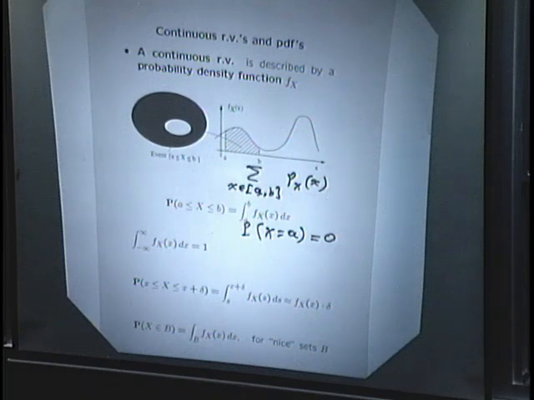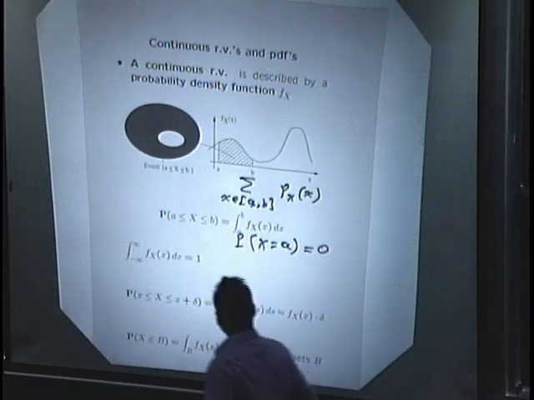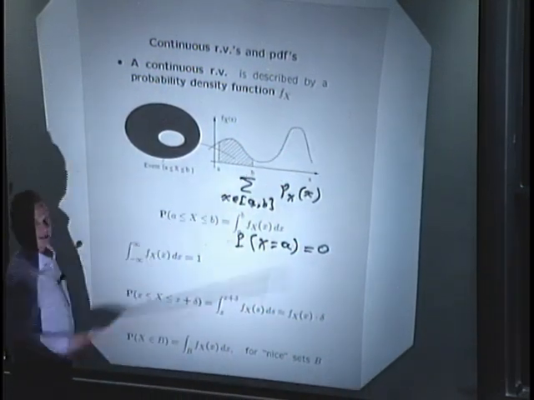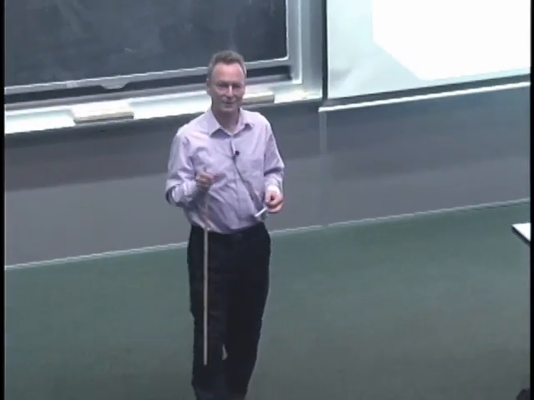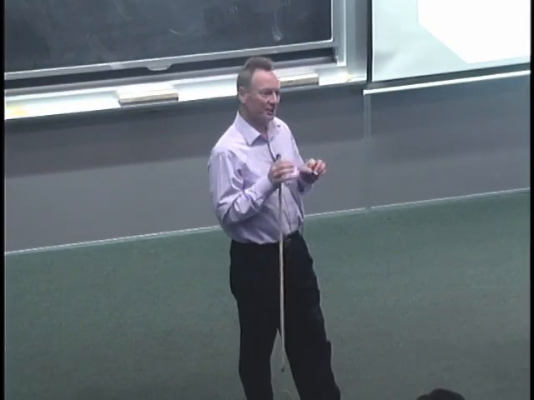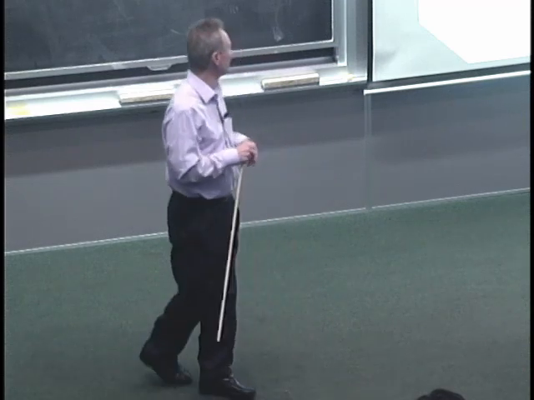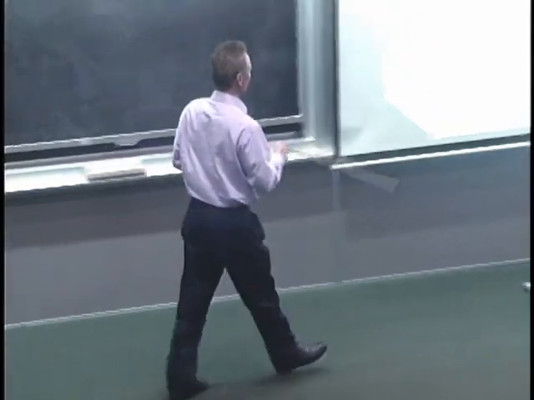So a big property of continuous random variables is that any individual point has 0 probability. In particular, the value of the density does not tell you the probability of that point. The point itself has 0 probability. So the density tells you something a little different. We're going to see shortly what that is.